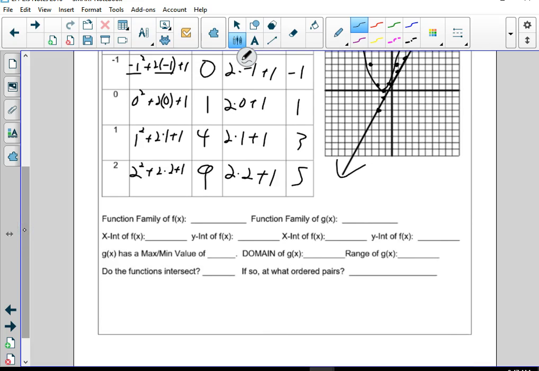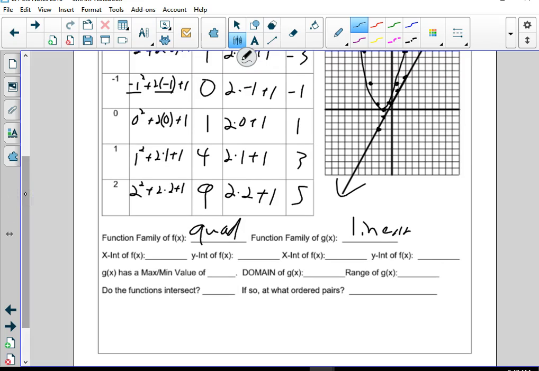So, function family of f of x. F of x is a quad. You can abbreviate. Function family of g of x is linear. The x-intercept of f of x is 0. Negative 1, 0. Which is actually the vertex. Okay, the vertex of the parabola is the x-intercept. The y-intercept is right here at 0, 1. See, it does it again. It says f. So let's just change it to g of x.